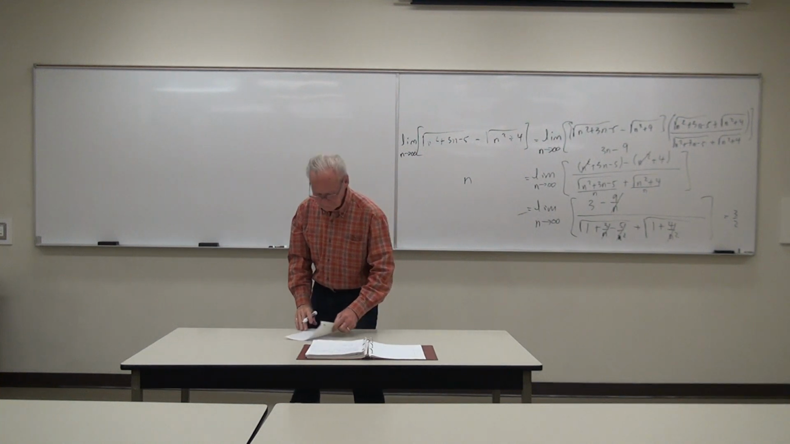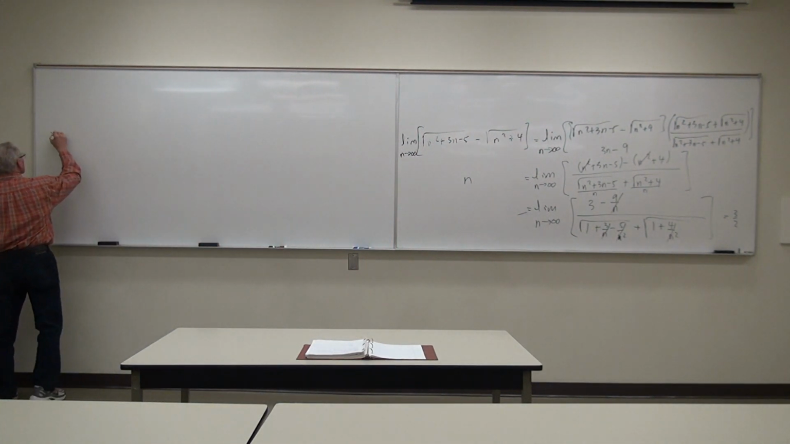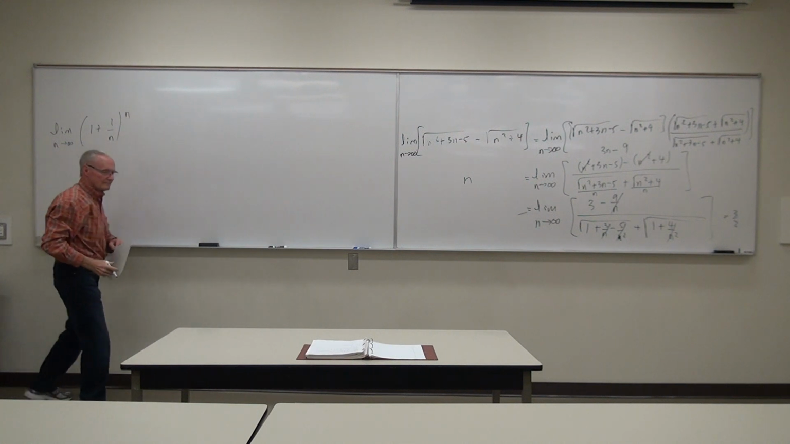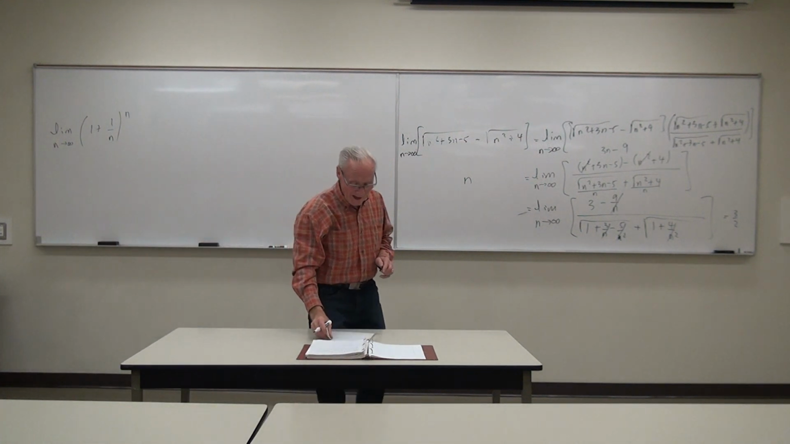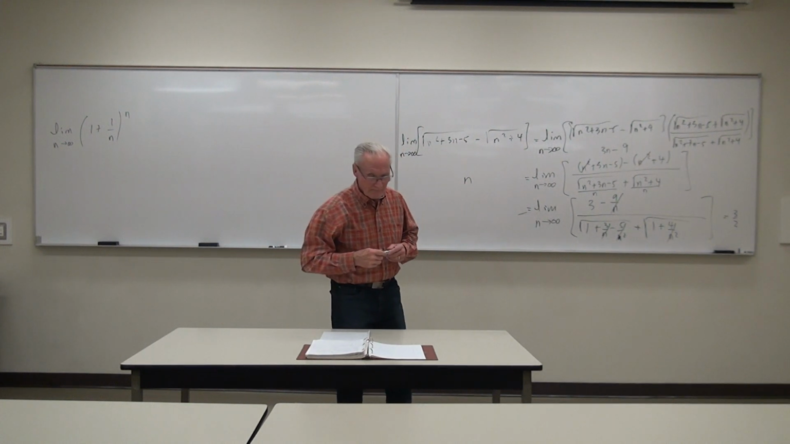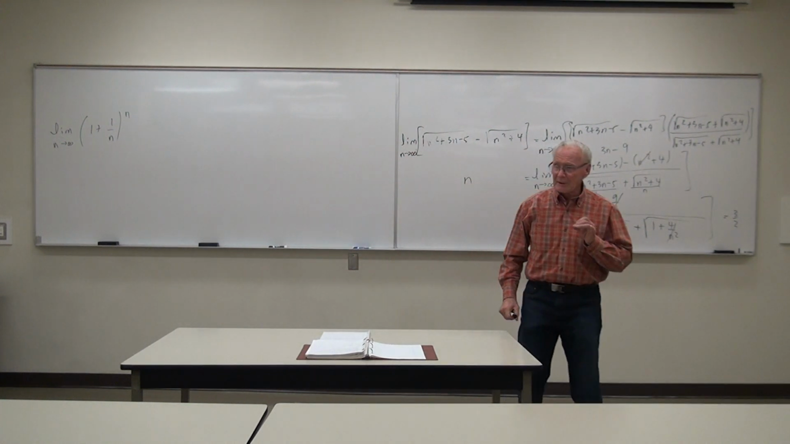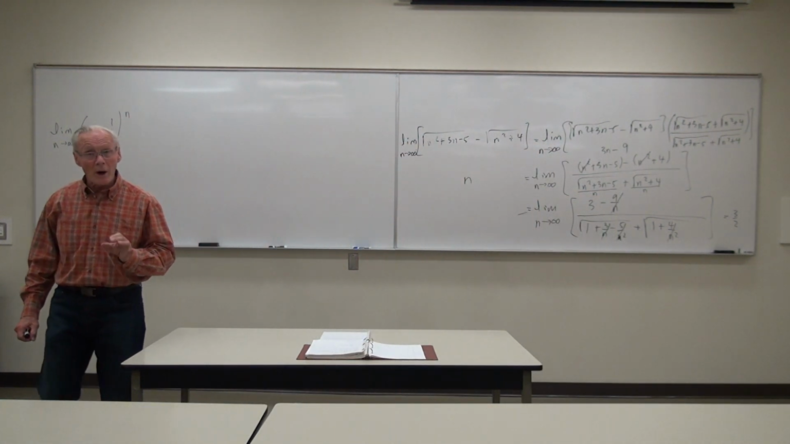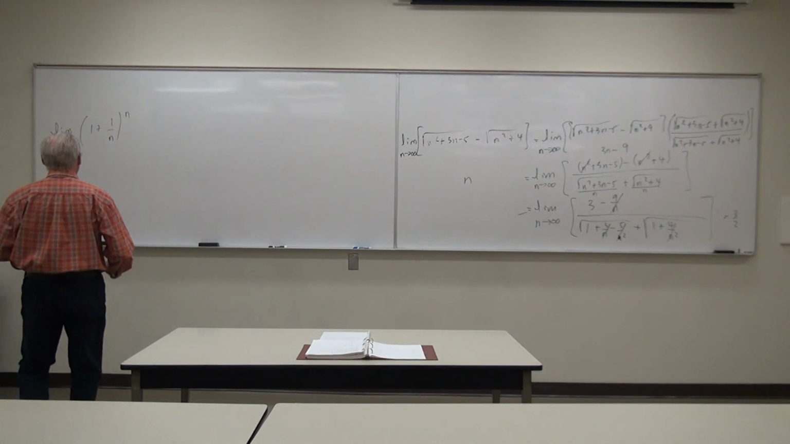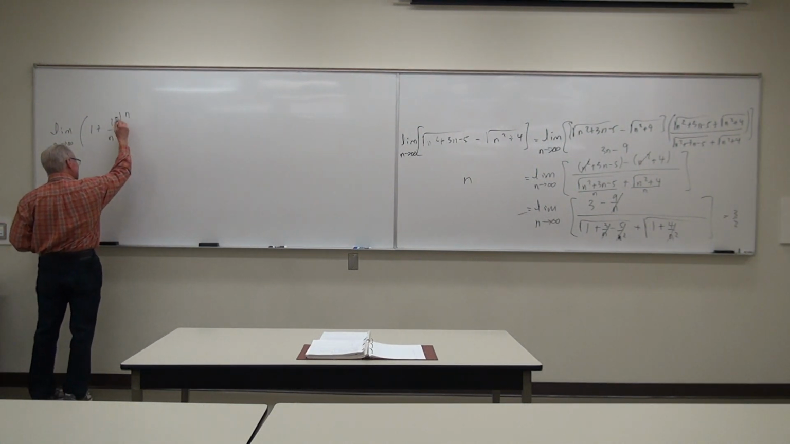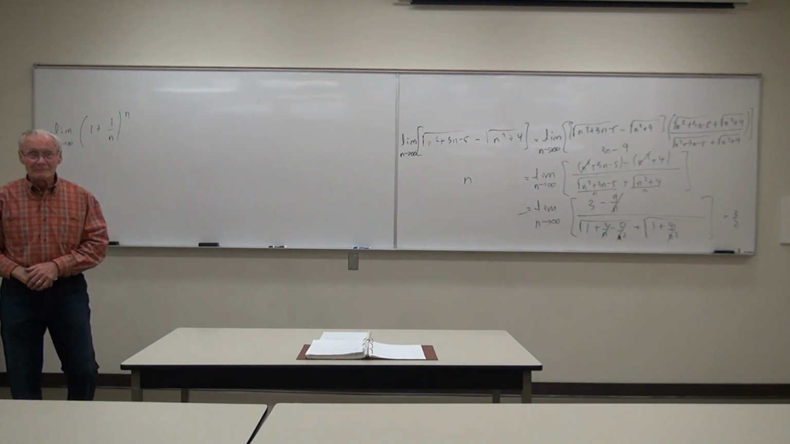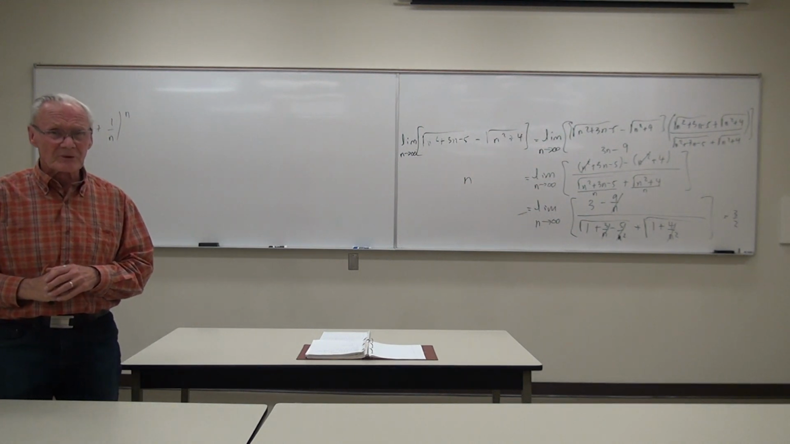Consider this one. Limit, n going to infinity, of 1 plus 1 over n, to the n. What do you think that limit is? I would be willing to bet that the vast majority of you would tell me that the limit is 1. Reasoning being, well, as n gets huge, this goes to 0, and you'd have 1 to the infinity, and that's 1. And nothing could be further from the truth.